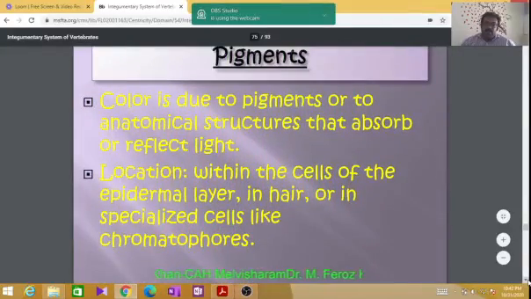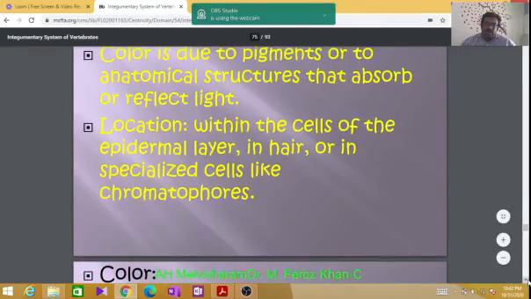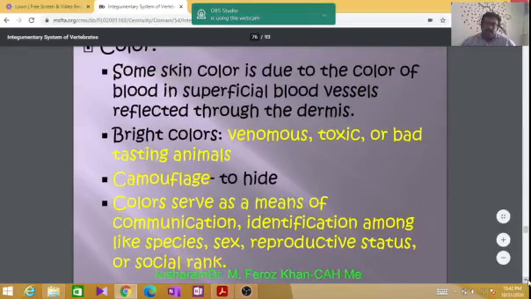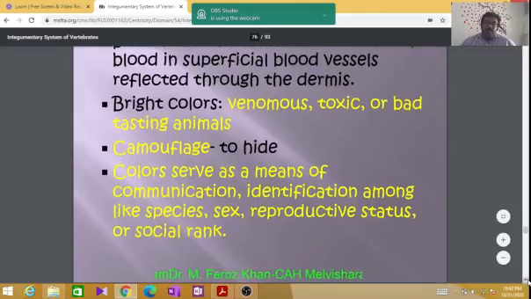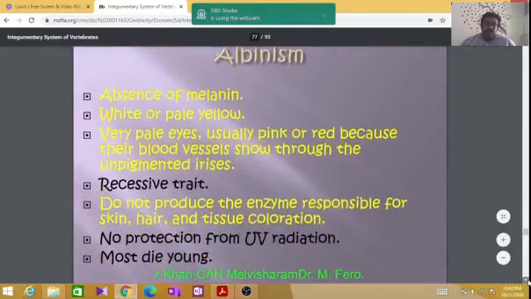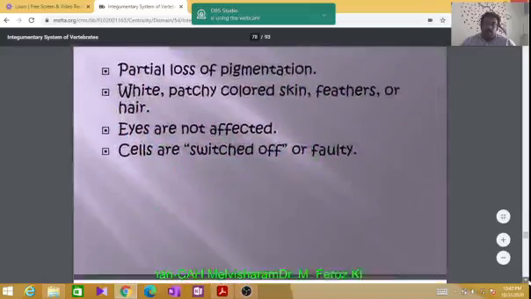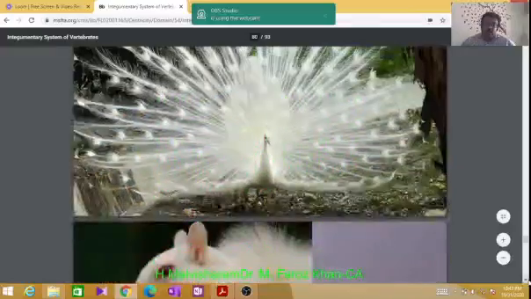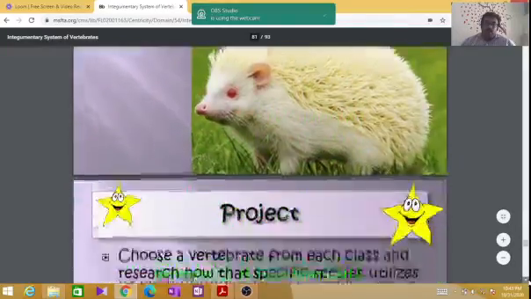What is the function of pigment in the integumentary system? To reflect light, to find out the location. It has many blood vessels. It has many bright colors like venomous, toxic, bad tasting, or camouflaging to hide. Colors serve as a means of communication, identification among species, sex, reproductive status, or social ranking. Then albinism and leucism are found in birds, animals, as well as in humans. This is an albino peacock, albino squirrel.